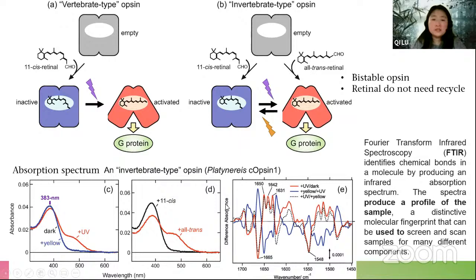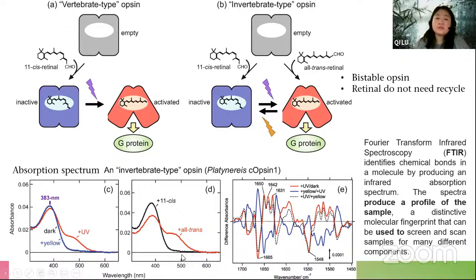So in this figure D, it shows that at a resting state, these opsins can bind 11-cis retinal or all-trans retinal. If this retinal was illuminated with ultraviolet, UV light, then its absorption spectrum was closer to all-trans retinal. In a dark state, it was closer to 11-cis, the inactive state. After shining yellow light, the pattern goes back to the dark state, the inactivated state binding 11-cis.